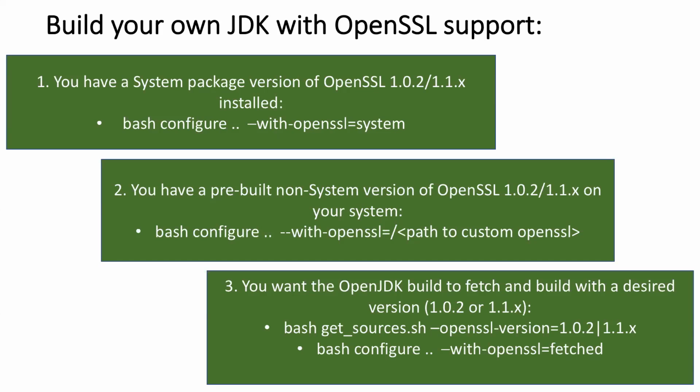The second option is if you're not using the system OpenSSL, or you've got a system one, but you've got a specific OpenSSL that you've downloaded and you want to build your JDK with instead. You can specify the with-openssl configure option and a path to that specific OpenSSL version that you've downloaded. It will then build the JDK with those headers found from that OpenSSL version.